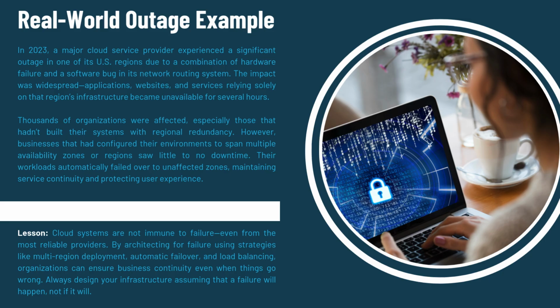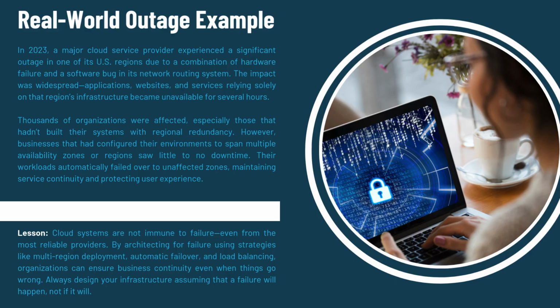In 2023, a major cloud provider's routing bug and hardware failure caused hours-long outages for thousands of businesses. Those relying on a single region were hit hard. Those with multi-region failover barely noticed. This incident illustrates the importance of designing for failure. Assume that every service can and will fail eventually.